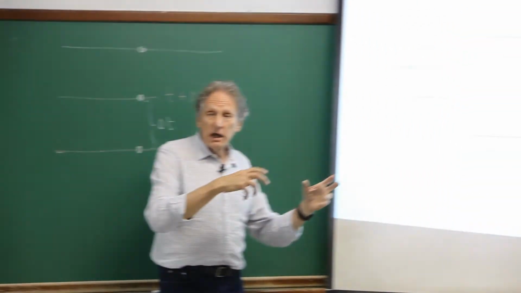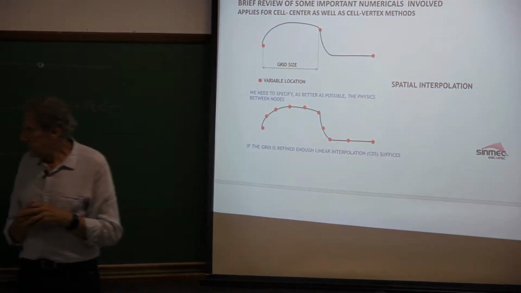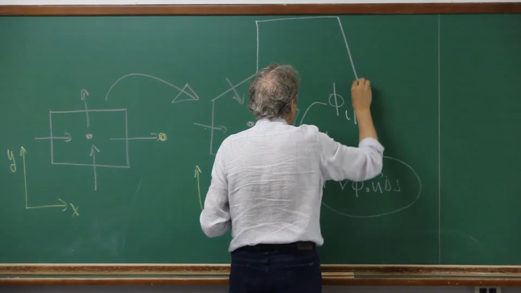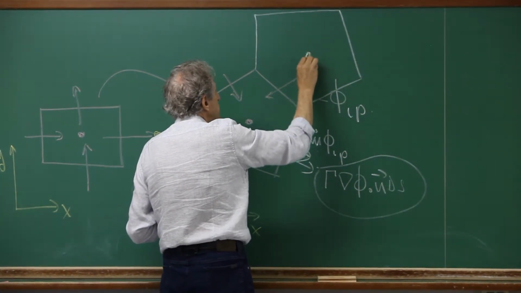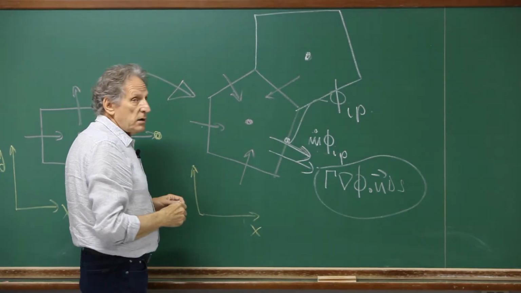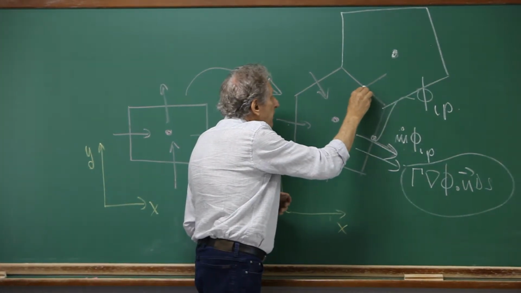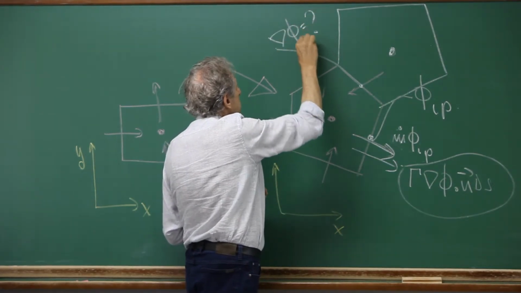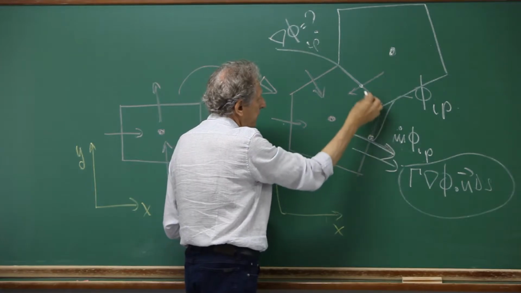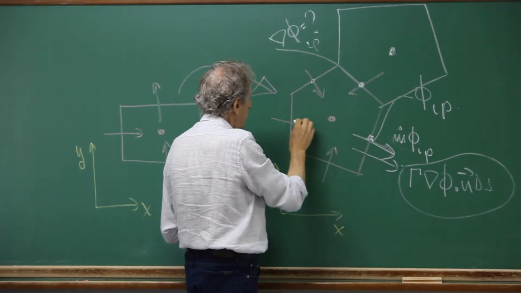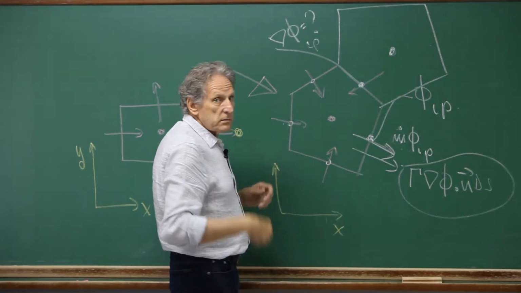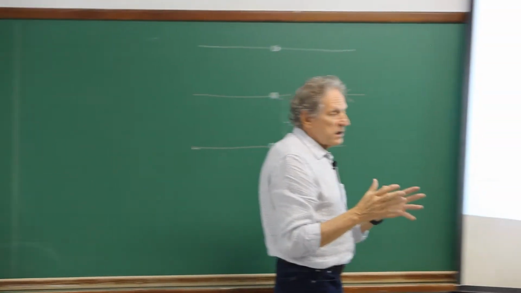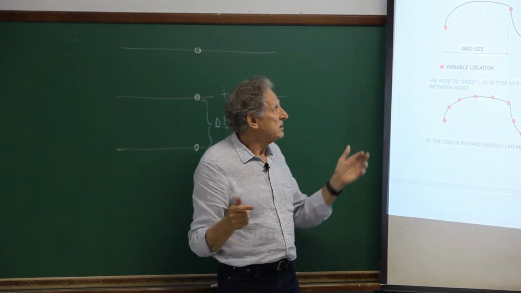Then comes the spatial interpolation, because your neighboring control volume, by the way, can be here. So how do I get the grad of phi at the integration points? How can I determine it here and there and there? I need to find that. Here comes the interpolation function. And what is an interpolation function?